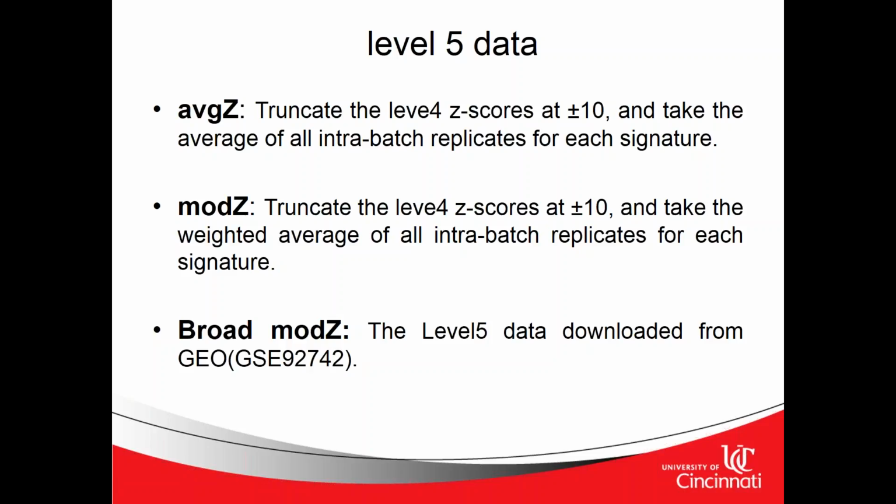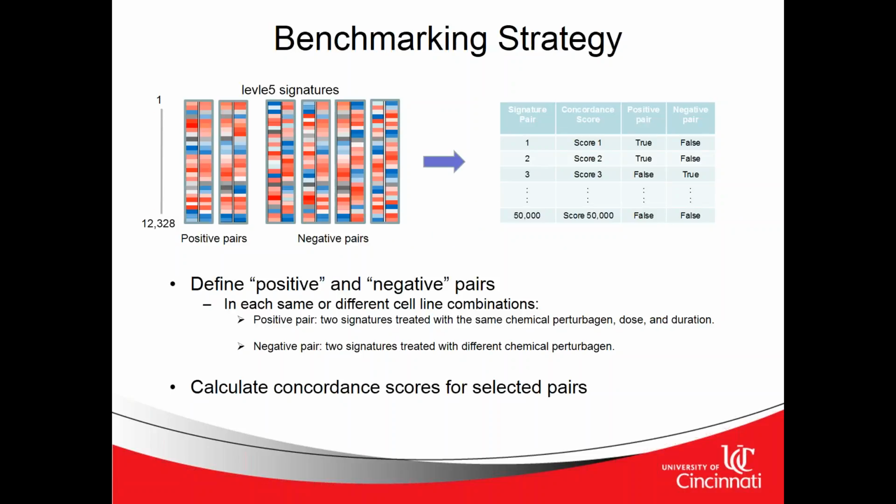Then the strategy we use in this benchmarking is to construct different pairs. We need to define two terms, positive pairs and negative pairs. As I said, we had 5 different cell lines, so we will have 5 same cell lines and 10 different cell line combinations. In each of these combinations, a positive pair is 2 signatures with basically the same perturbation, same dose, and same time, versus a negative pair is 2 signatures with different perturbation.